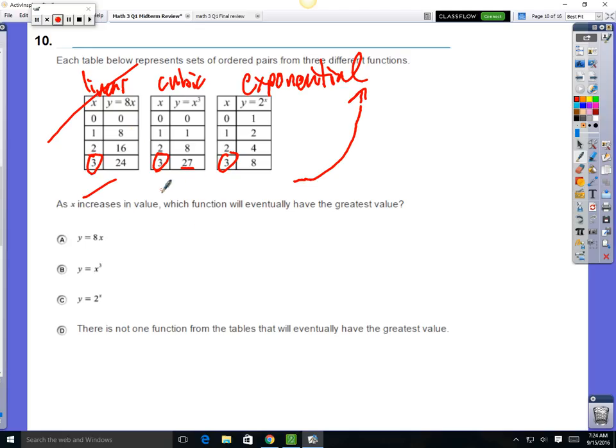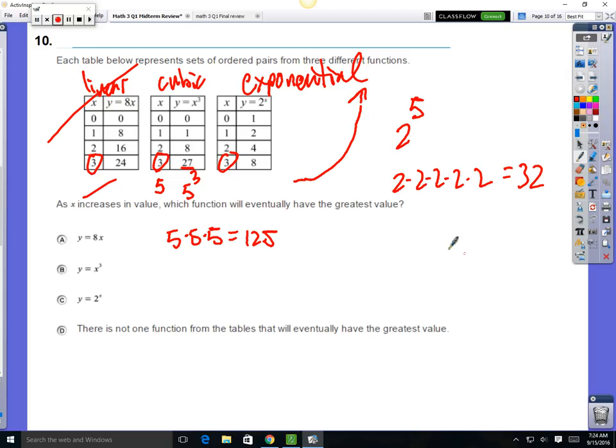The cubic, if I plug in a 5, so if we put a 5 here, that is going to be 5 cubed, which is 5 times 5 times 5. And 5 times 5 times 5 is 125. But if I put a 5 into the exponential, it's going to be 2 to the 5th. That's going to be 2 times 2 times 2 times 2 times 2. 1, 2, 3, 4, 5. And 2 to the 5th is 32. So it looks like the cubic one is getting bigger, but it's the exponential.